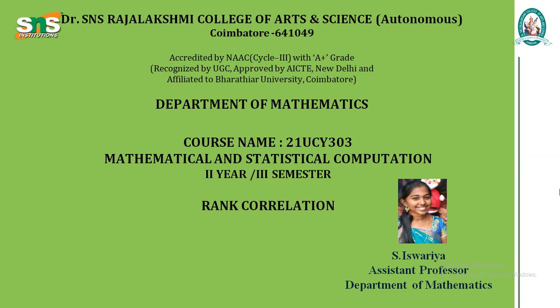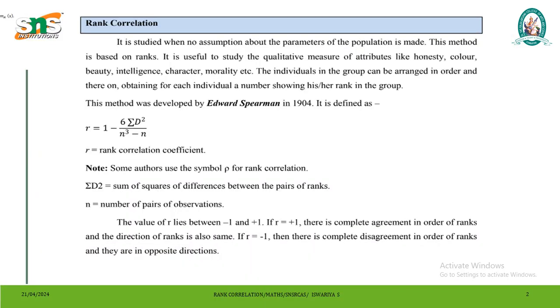Today we are going to see a topic about rank correlation. Rank correlation is studied when no assumption about the parameters of the population is made. This method is based on ranks. It is useful to study the qualitative measure of attributes like honesty, color, beauty, intelligence, character, morality, etc. The individuals in the group can be arranged in order, obtaining for each individual a number showing his or her rank in the group.